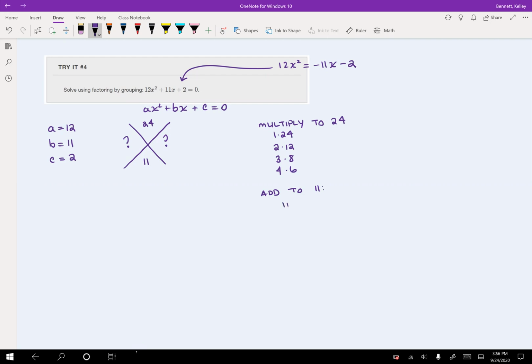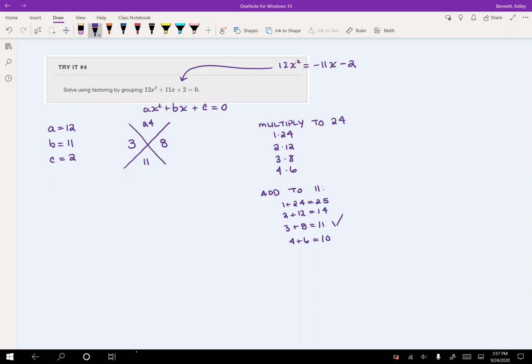So I have 1 plus 24, which equals 25, not going to work. 2 plus 12, which equals 14, not going to work. 3 plus 8, which equals 11. I'm good. I found it. I don't even need to check the others, but if I did, I would see that 4 plus 6 equals 10. Doesn't work. So here I have 3 and 8. So again, it does not matter if you put a 3 and an 8 or an 8 and a 3. It'll work out the same either way.